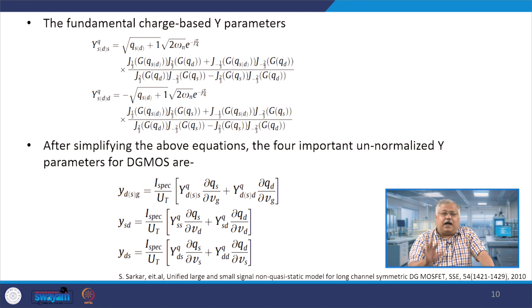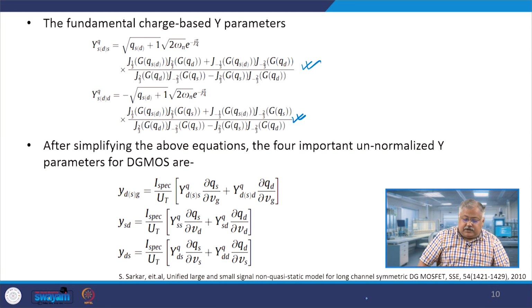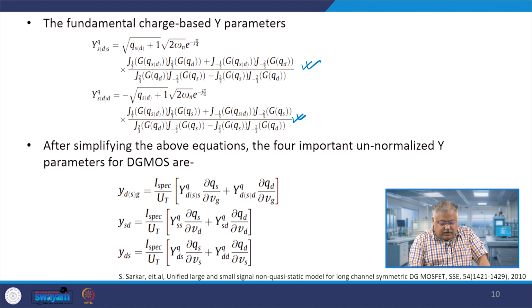Now the fundamental charge based Y parameter model is given by these two expressions which you see, for both the source and drain end. As you can see, interestingly, both at the source and drain it is very symmetrical in nature. The only thing you need to ensure is that wherever you encounter the source charge, you just plug in the drain charge there, and the expression remains almost symmetric. If you solve it for the double gate MOSFET and normalize it with respect to space and voltages, I get the small signal Y parameter model. This is the quantity shown below, which is YD, YSD, YDS.